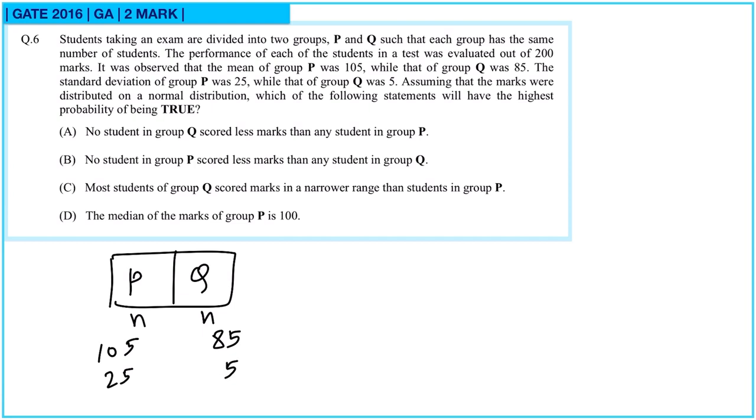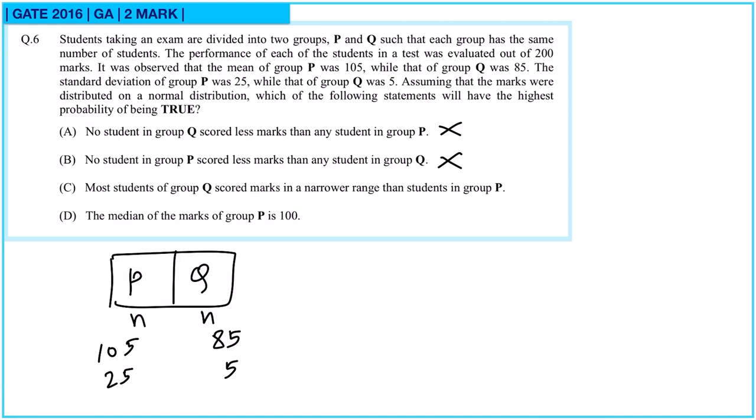Assuming that the marks were distributed on normal distribution, which of the following statements will have the highest probability of being true? Option A, no student in group Q scored less marks than that of any student in group P. We cannot say that for sure. No student in group P scored less marks than that of any in group Q. That is also not true, because we cannot comment on individual scores. Only average values is given to us.